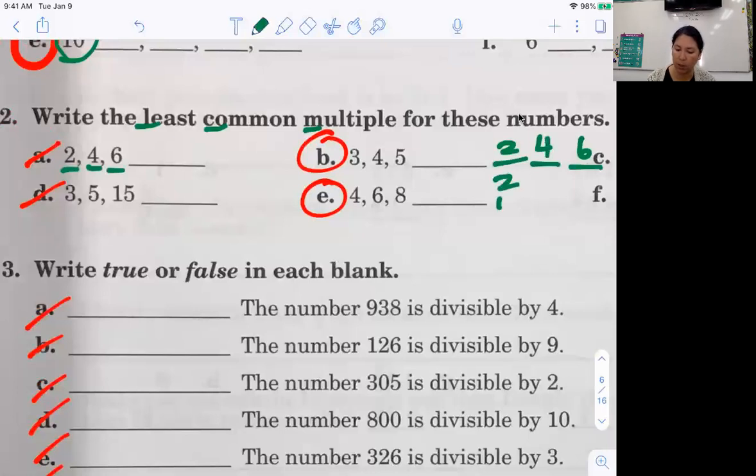Let's count, 2, 4, 6, 8. 4, 8, oh that matches. 6, 12, oh that doesn't match. Let's keep going. 4, 8, 10, ooh, 12 matches.